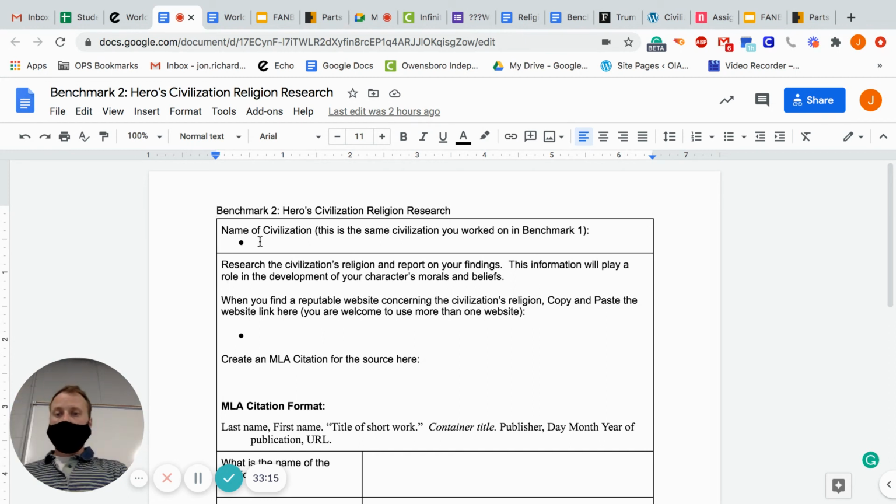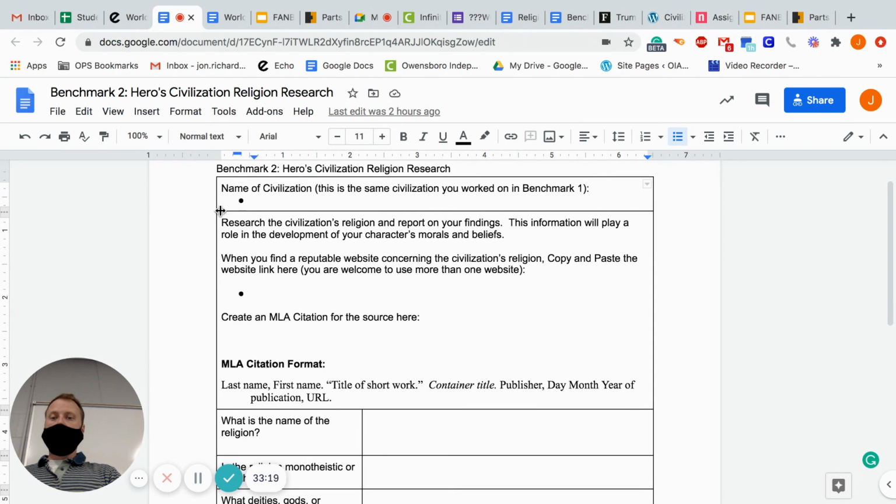So the first thing you need to put is your civilization, name your civilization. And then you're going to research the civilization's religion and report on your findings. This information will play a role in development of your character's morals and beliefs. So when you find a reputable website concerning the civilization's religion, copy and paste the website link here. You're welcome to use more than one website.